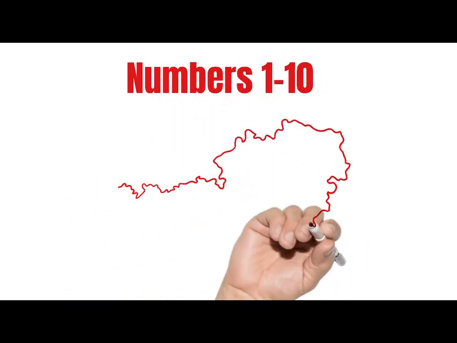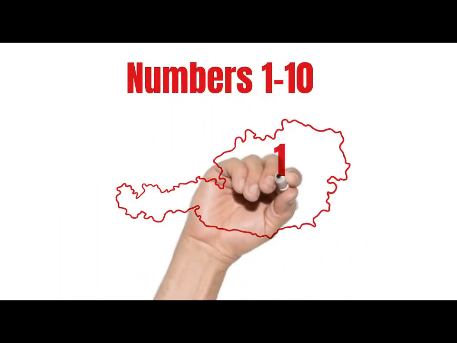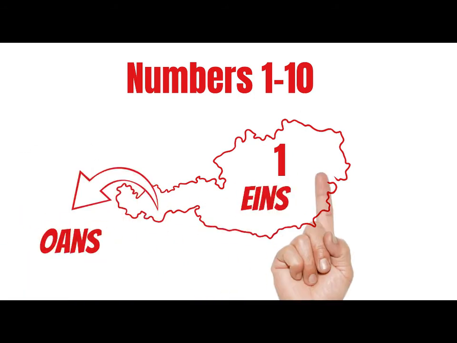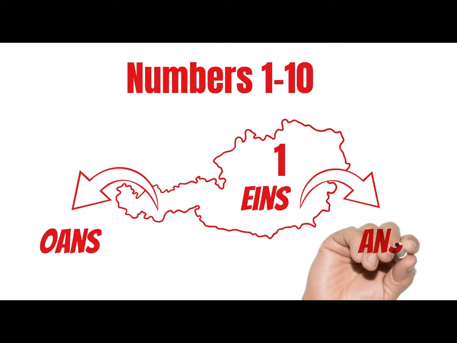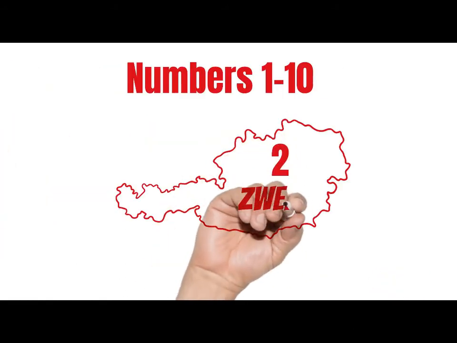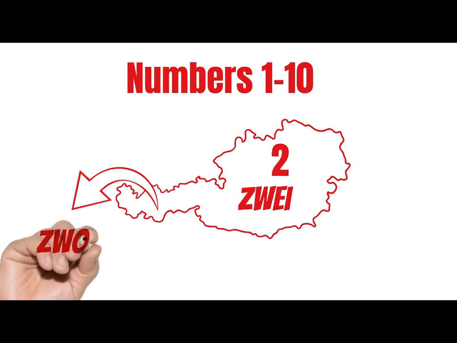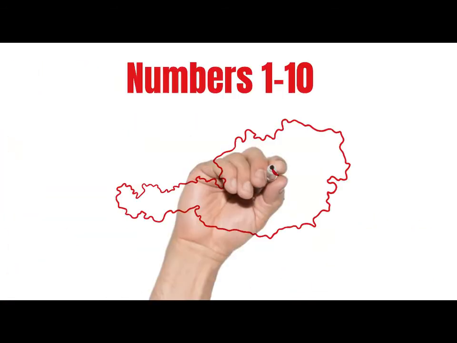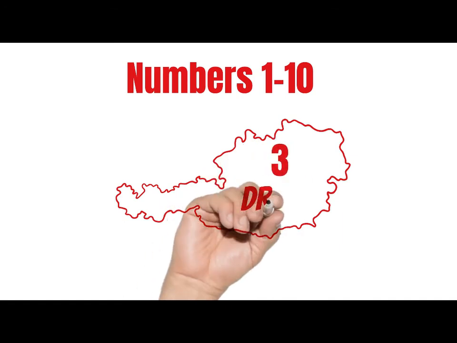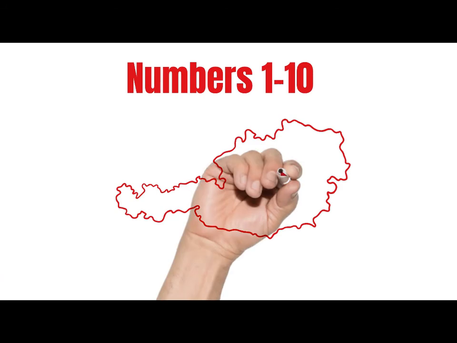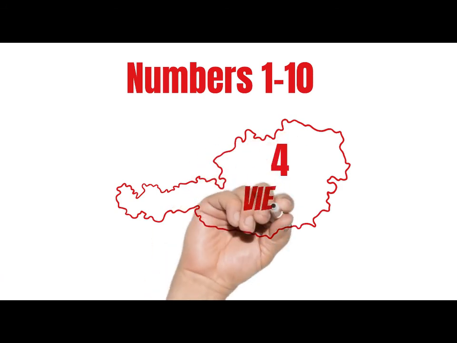In Standard German, 1 means EINS. In the West, Austrians will say EINS, in the East EINS. 2 means ZWEI, and in the West people will say ZWEI, in the East ZWEI. 3 is DREI, this goes for the West and the East. 4 is 4.